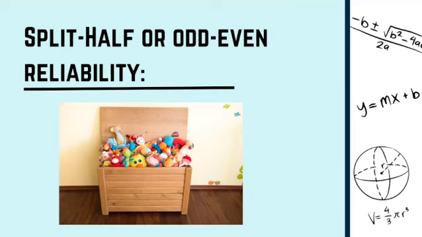You have odd numbered and you have even numbers, and you see if both sets measure the same thing consistently. So, split half and odd-even reliability are methods used to check if different halves or sets of questions in a test consistently measure the same thing. Just like making sure the sets of toys are equally fun to play with, these reliability methods ensure that different groupings of questions in a test provide consistent and reliable results.